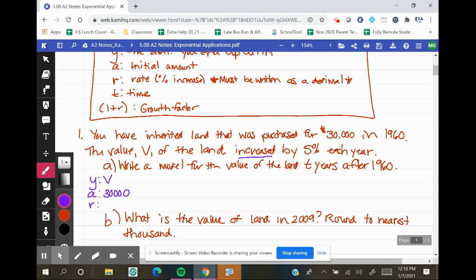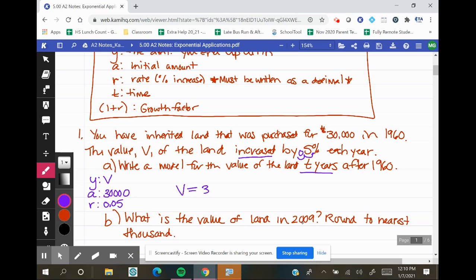So we need to change that to a decimal. So the decimal point's right here, to the left. That's how we change a percent to a decimal, 0.05. And t we don't know. We want it in terms of V and T. So now I'm going to write my equation.